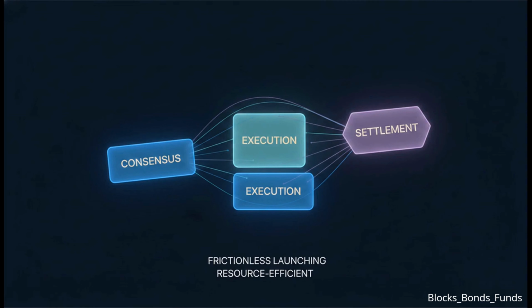The economic impact of this modularity is just massive resource efficiency. By decoupling these core functions, developers no longer have to bootstrap an entire validator set from scratch just to launch a blockchain. They can pool security and hardware by plugging straight into a shared data availability layer, snapping together proven shared infrastructure components just like Lego blocks. Launching a new highly secure app chain becomes almost totally frictionless.